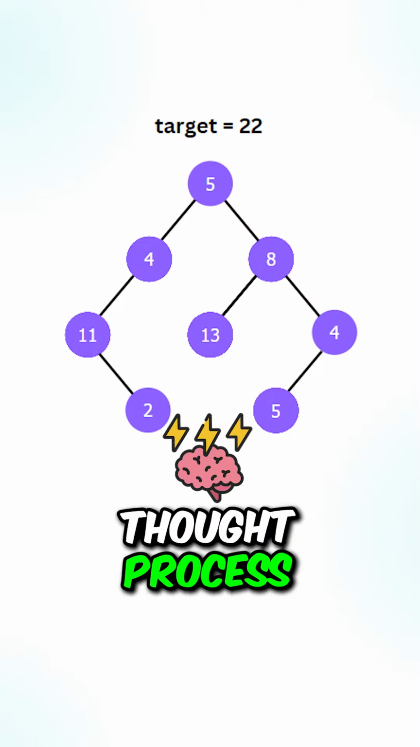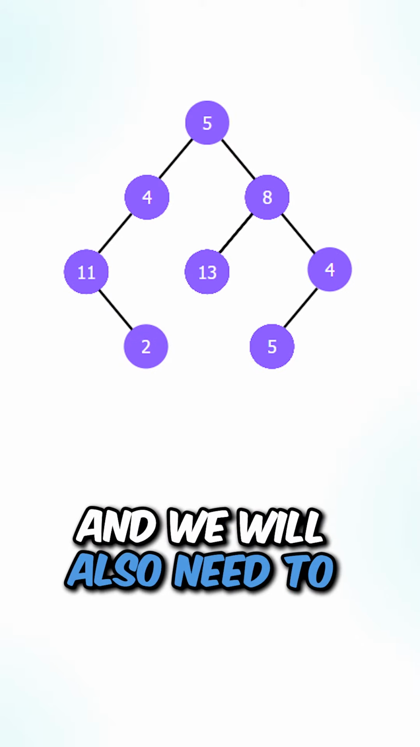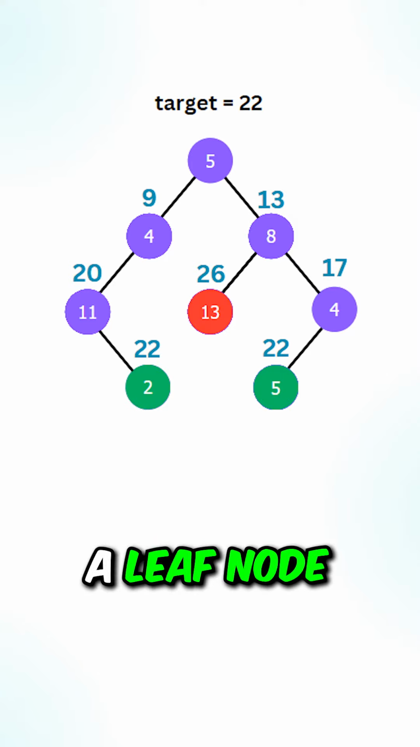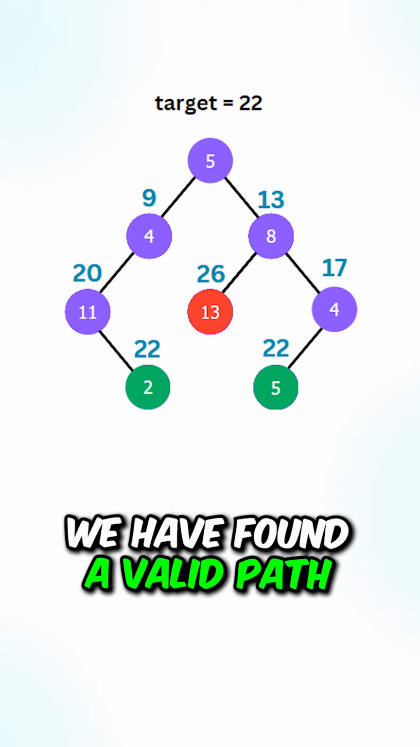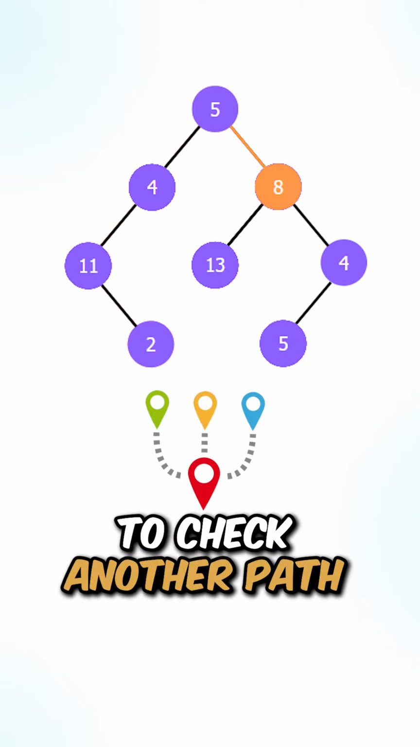Let's go over the thought process. As we traverse down the tree, we will keep track of the sum of the path, and we will also need to keep track of the nodes in the path. When we reach a leaf node, if the sum is equal to target, we have found a valid path. After checking one path, we can backtrack our steps to check another path.